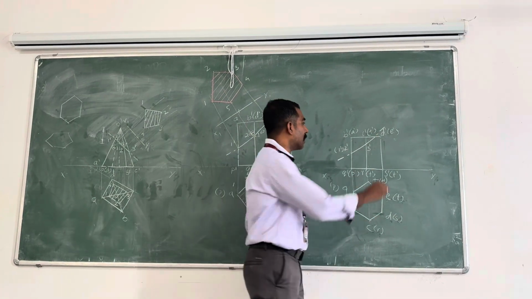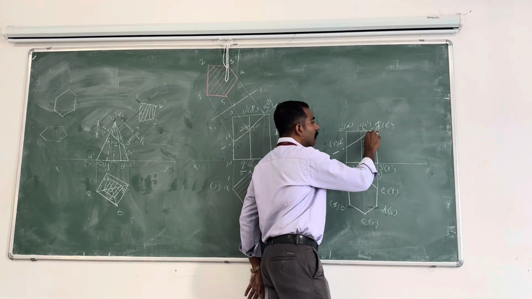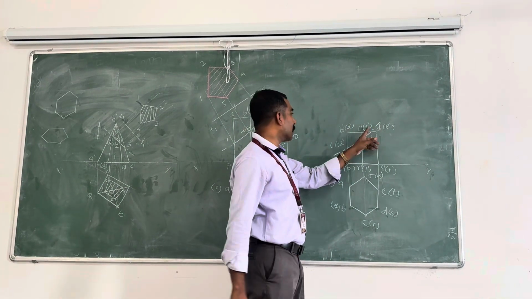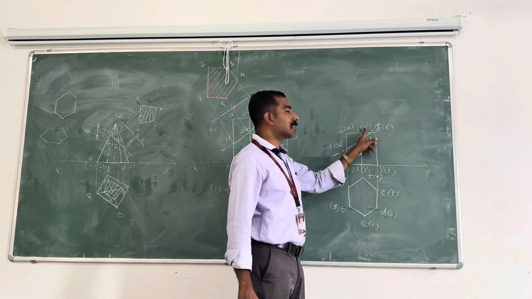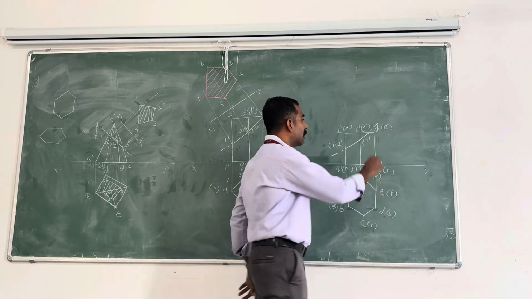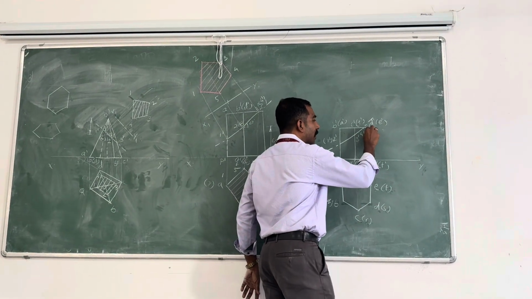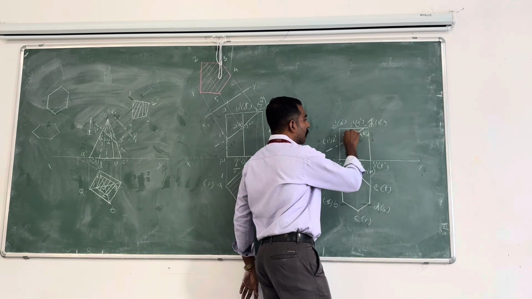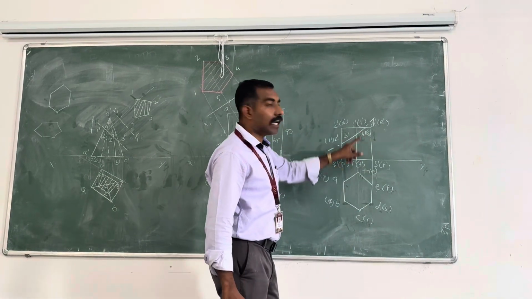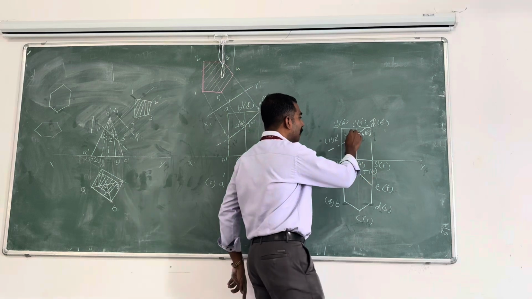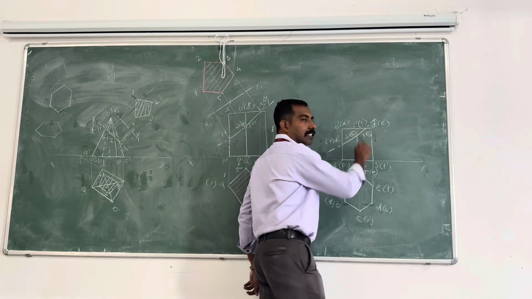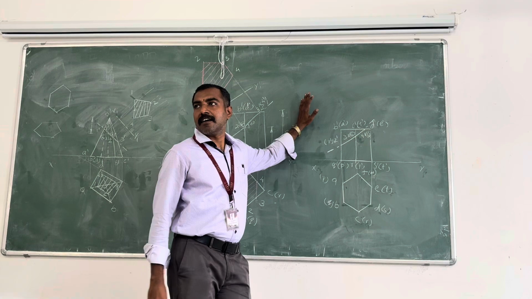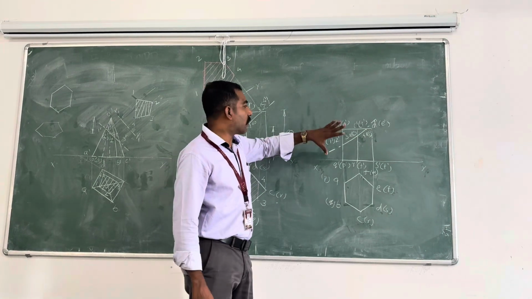Similarly at the back, E dash T dash gives 5 dash inside the bracket. Then T dash F dash gives 6 dash. So now we have marked all the cutting points. This is the front view.